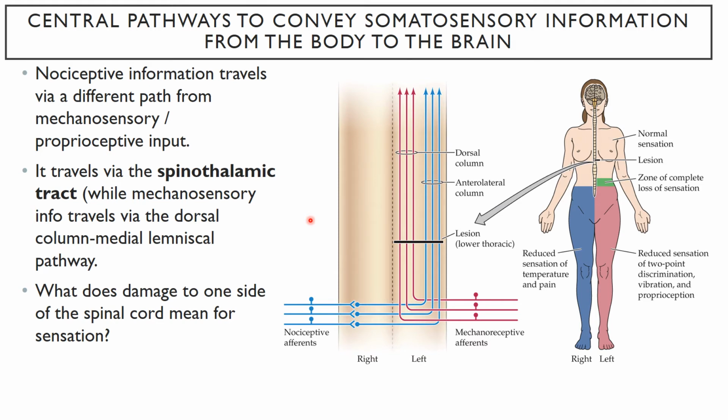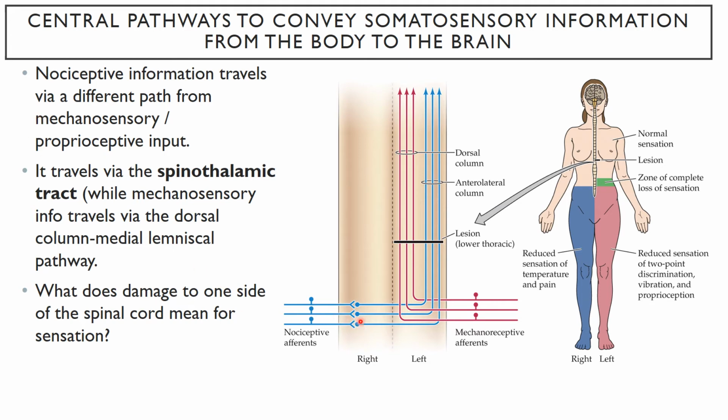So information from mechanosensation and nociception clearly takes different pathways. This is a figure to illustrate where in the spinal cord we might find information from these different pathways, and the essential pathways that convey somatosensory information from the body to the brain. Nociceptive information travels under a different pathway from mechanosensory input.